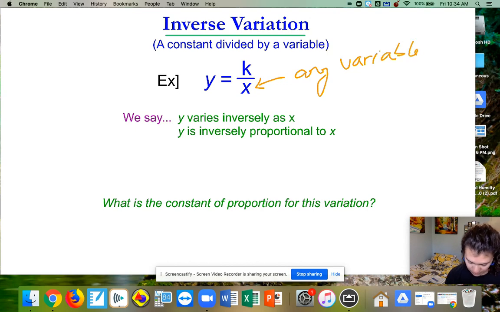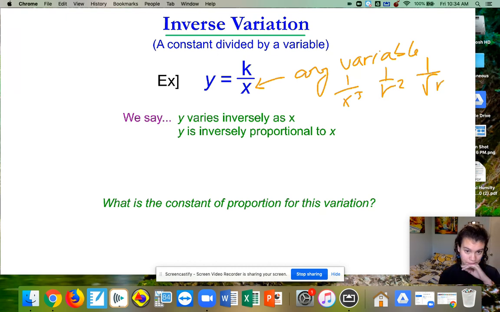So it could be like 1 over x to the third, 1 over r squared, 1 over square root of r, anything. You're going to say with this that y varies inversely as x, or inversely to x, and then y is inversely proportional to x. You want to look for the word inversely when you're looking at word problems. The constant of variation in this one then is just k.